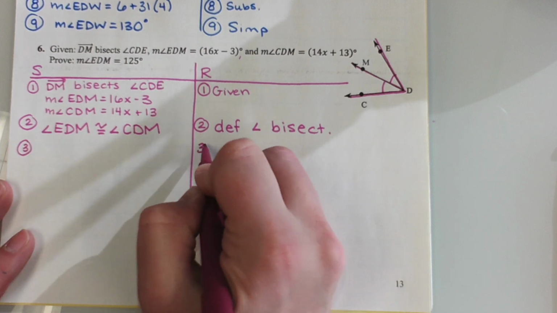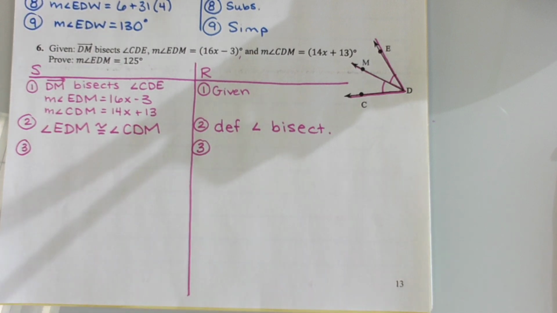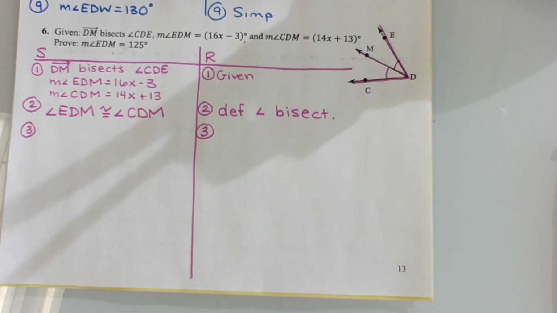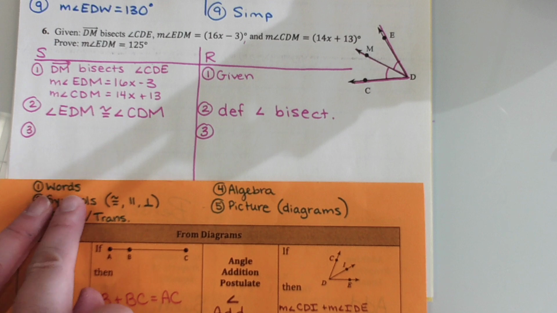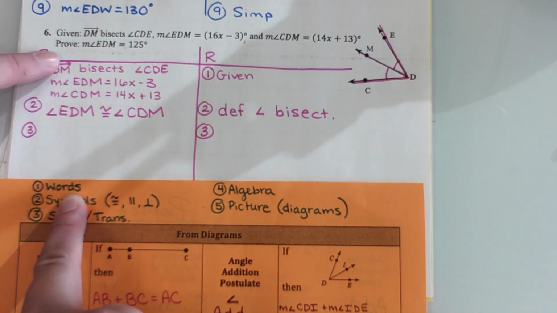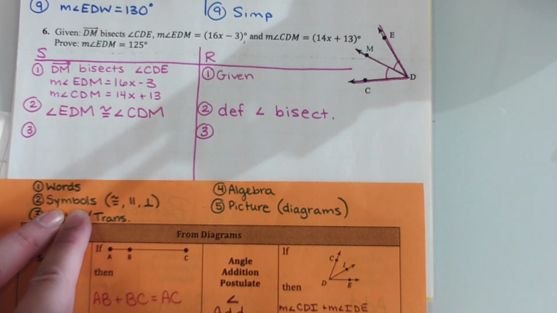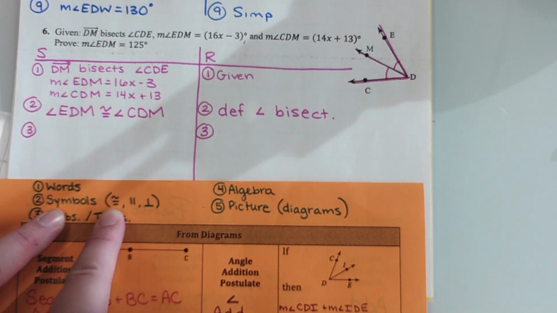If you don't know what to do, always go back to your 5 things. Charlie, what do you think I should do next? Do I have words? Yeah, but I took care of the word, right? That's how I got this. Do I have symbols? Specifically a congruent symbol. We don't work well with congruent symbols. Can I change congruent symbols? Using what?